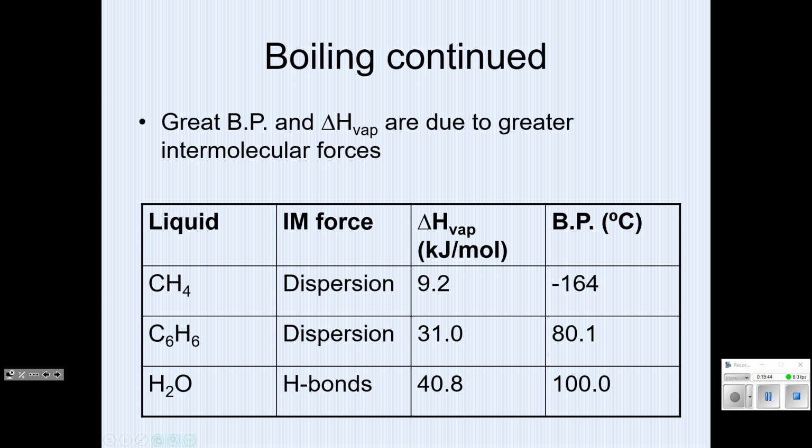So again, I give you 3 examples here. CH4 is methane. That's the gas that comes out of our natural gas jets. C6H6 is benzene. Remember that ring that we talked about that's a resonance structure? And then water. As for their primary intermolecular force, carbon-hydrogen bonds are nonpolar, so that would have to be a dispersion force for those first two. Water, however, has hydrogen bonding as its primary intermolecular force.